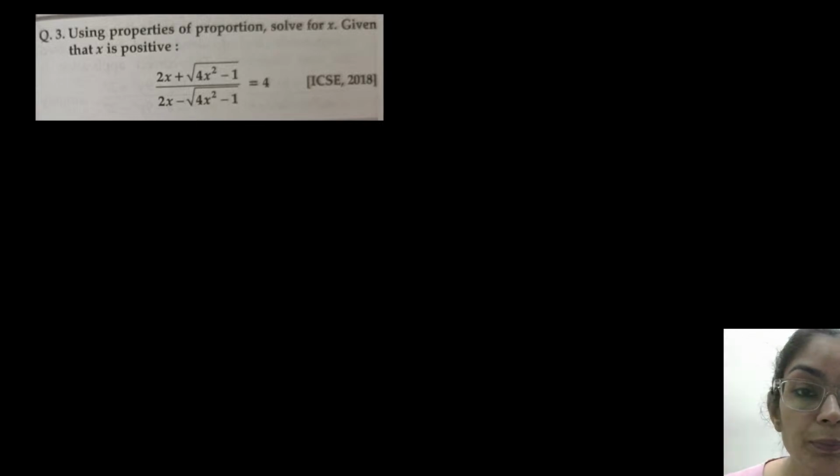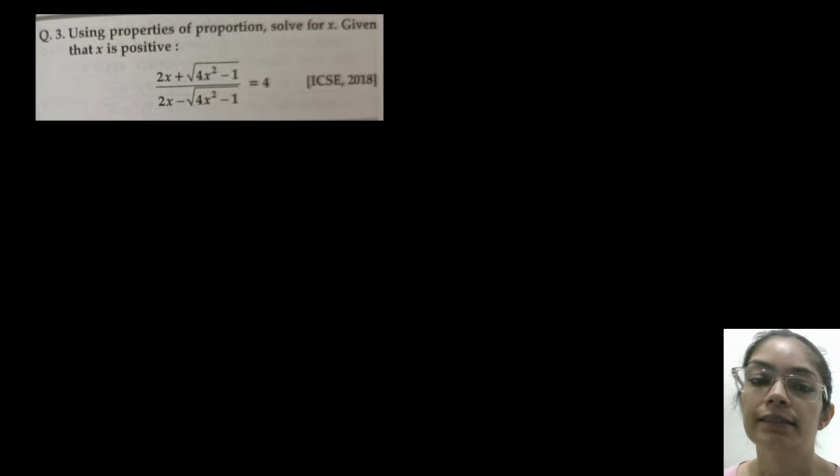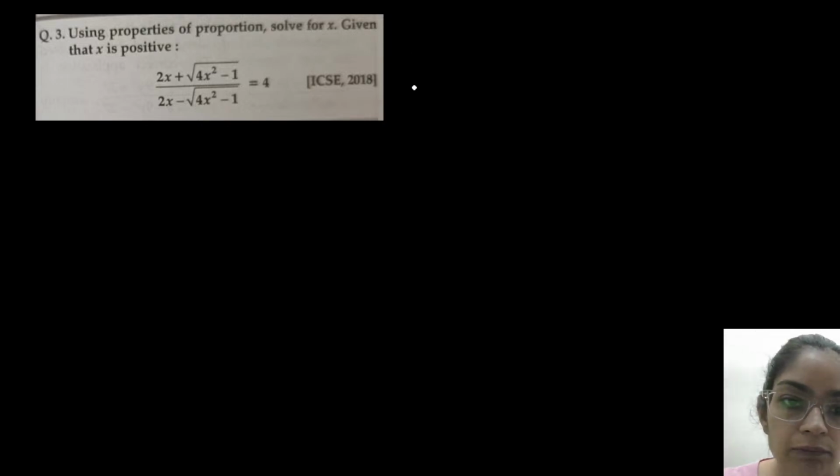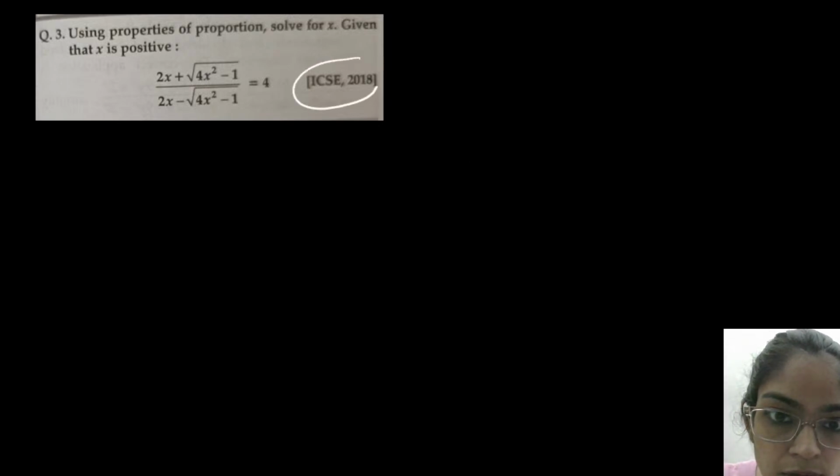Using properties of proportion, solve for x. See, the last question we did proving. Here we have to solve. These type of questions you can also expect, and it is a commonly asked question, from previous year only I have chosen. So these types of questions are very common. Using properties we have to solve the value of x. Solving value of x means we have to find the value of x.